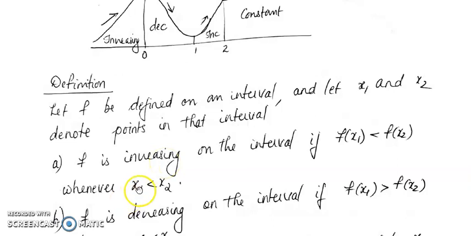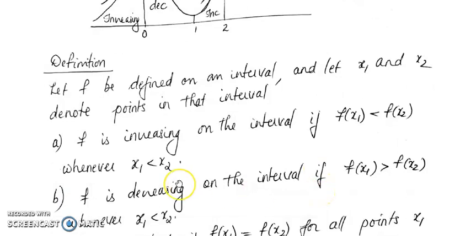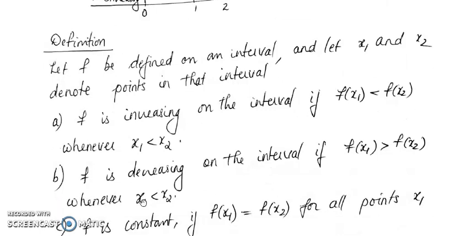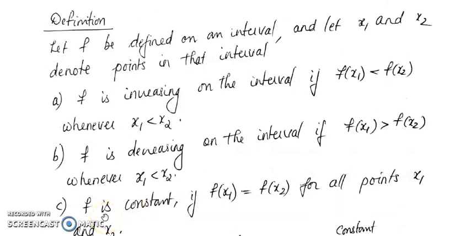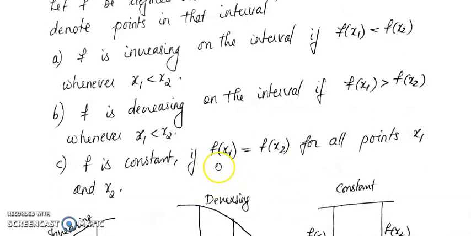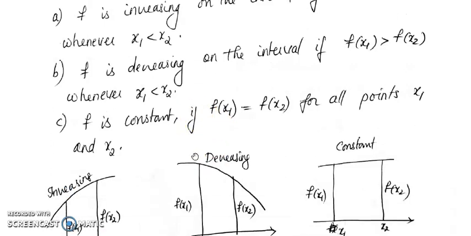So when x1 is less than x2, f of x1 must be less than f of x2, and in a similar way function is decreasing on the interval if f of x1 is greater than f of x2, when x1 less than x2, and f is a constant if f of x1 is equal to f of x2 for all points x1 and x2. So we will look at that using the help of a graph.